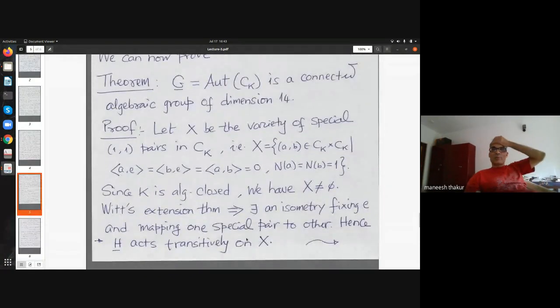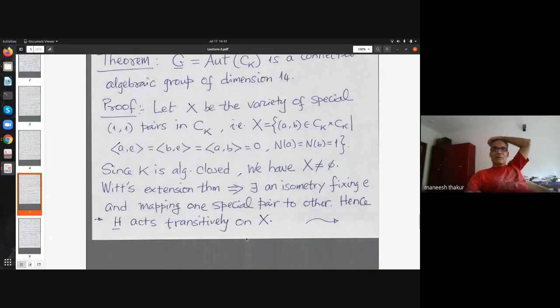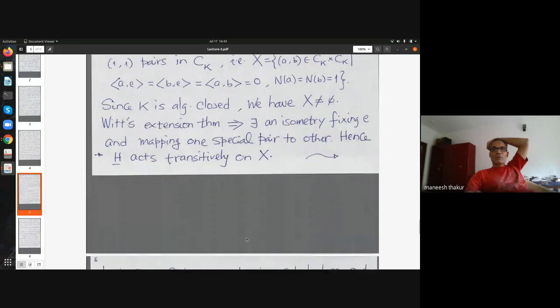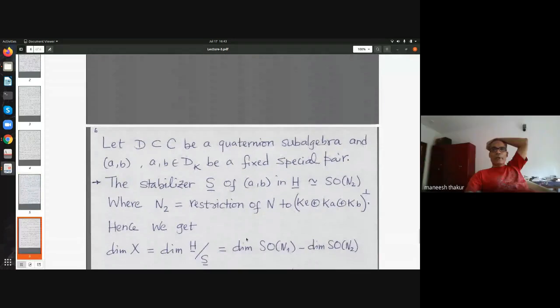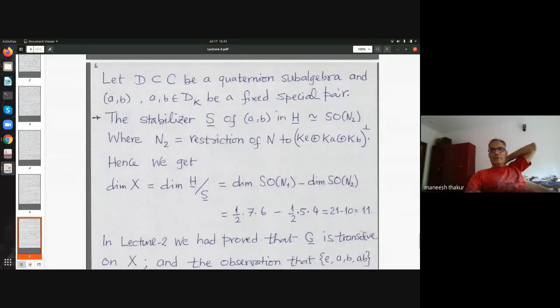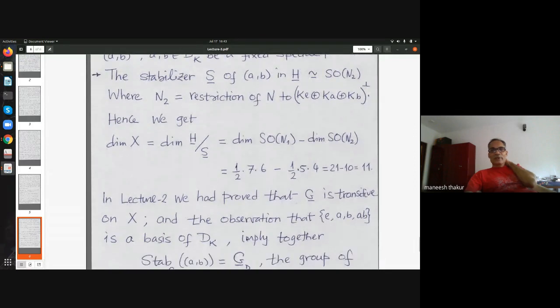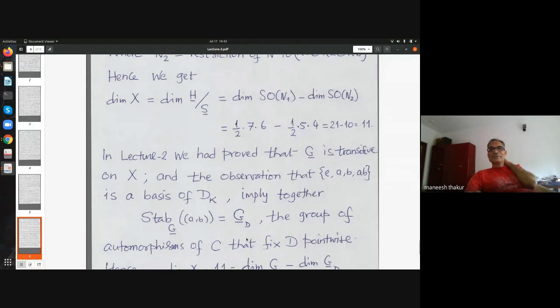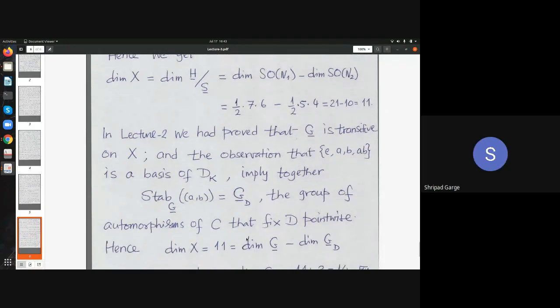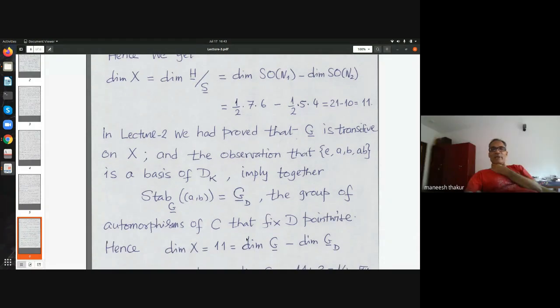I'm sorry, I hope I am clear here. Yes, it's okay for me. If not, people should ask. I will try to give the same argument again, maybe. Anirban has raised a hand, but I can't see it.